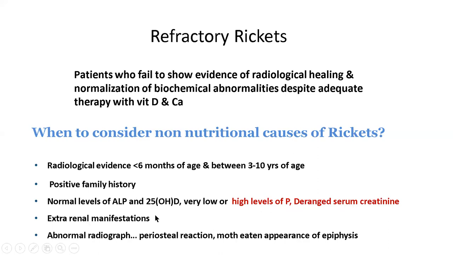Whenever there are extra renal manifestations in the form of any dental abnormalities, neurocutaneous markers or alopecia, and very rarely abnormal radiographs showing moth eaten appearance of epiphysis or other changes, these are the pointers towards other causes of rickets other than nutritional rickets, which we'll cover subsequently. So to note, the early biochemical pointers for non-nutritional rickets are normal levels of alkaline phosphatase and vitamin D.